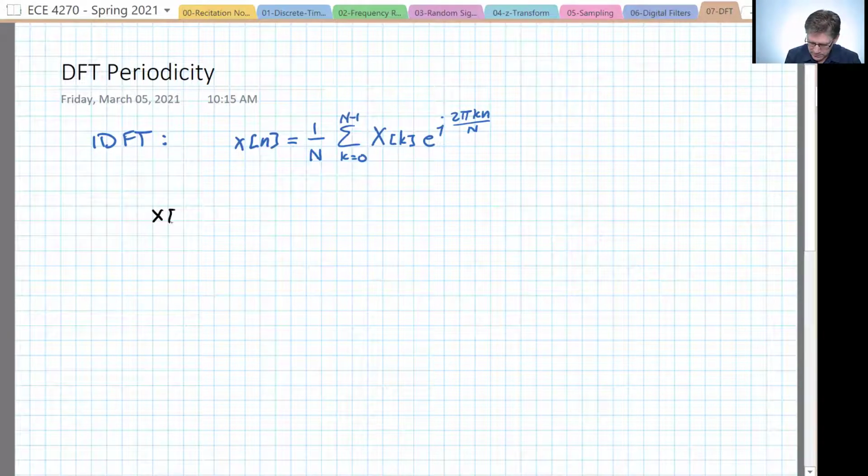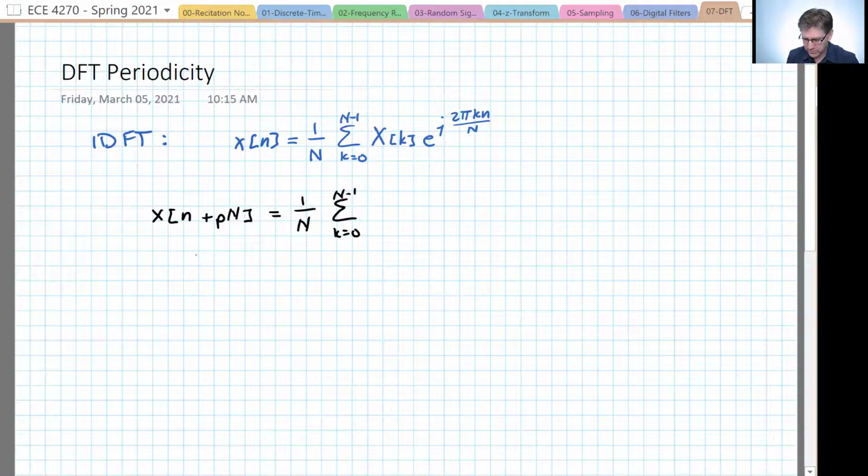Now, let's go ahead and say x of n plus P capital N. So we've already only defined the inverse DFT for n equal to 0 to N minus 1. And now obviously we're choosing a different set of values. But there's nothing fundamentally wrong with this that prevents us mathematically from just evaluating the inverse DFT at a different point.